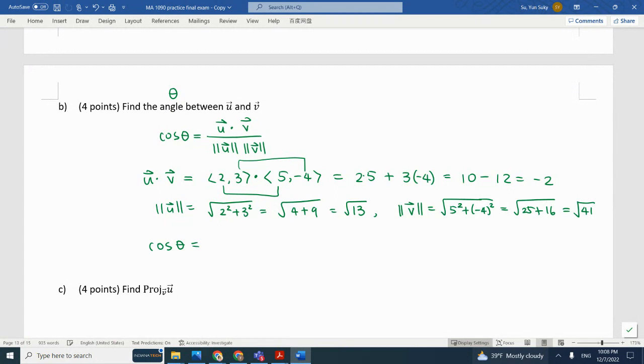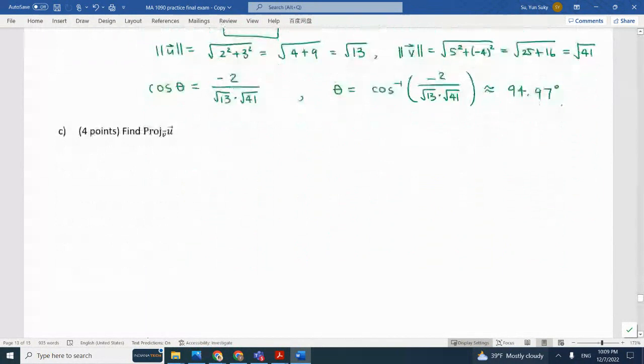So cosine theta: u dot v is -2, magnitude of u is square root of 13, and magnitude of v is square root of 41. Therefore, theta is the inverse cosine of this number. You can put this in your calculator and you get 94.97 degrees. So this is how we can find the angle between two vectors.